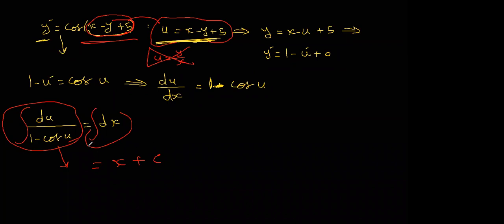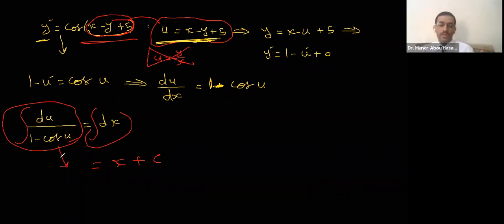Great. Okay, so did you get the idea? What I need you to do is only to integrate this du over 1 minus cosine u. Maybe you need to use the conjugate, or maybe you need to use the double angle rules to find this integral. Okay.